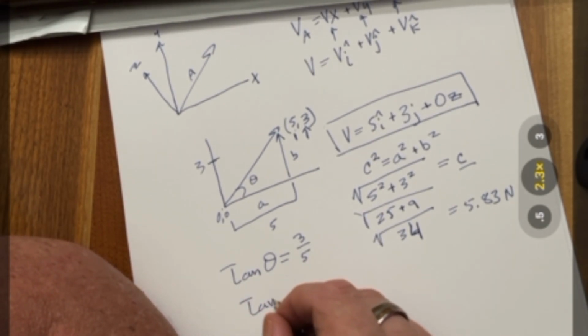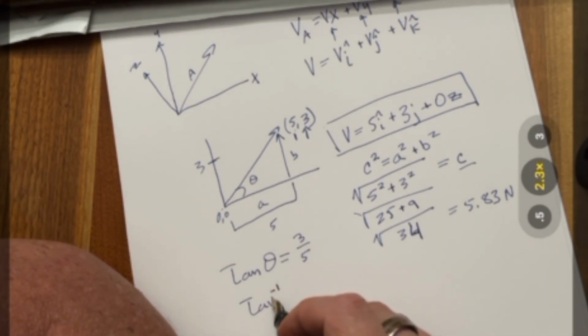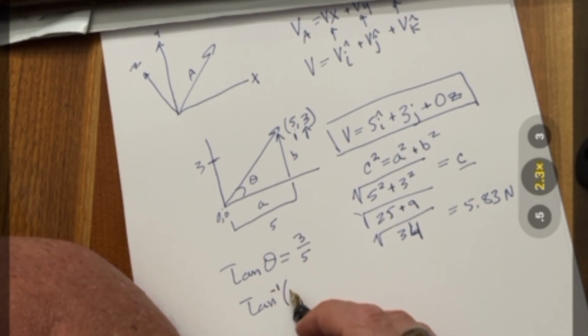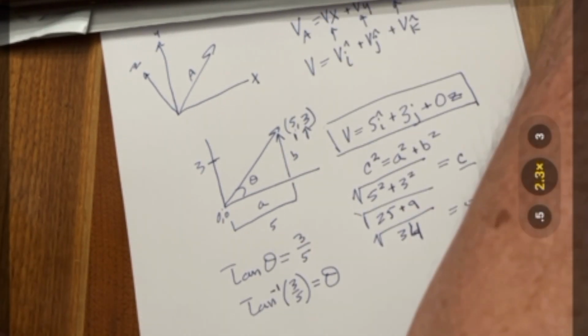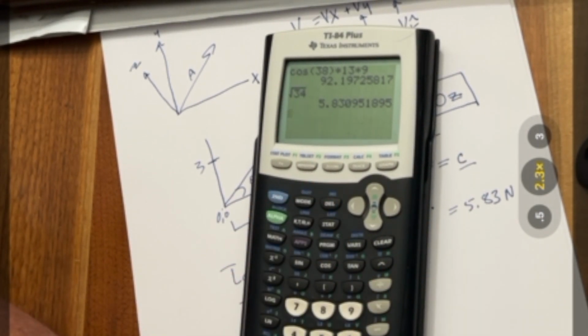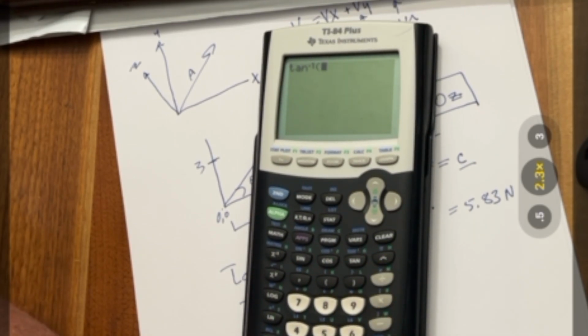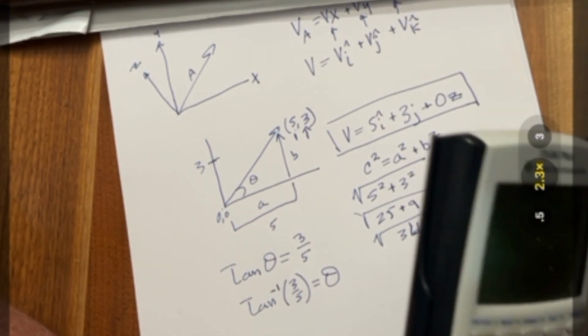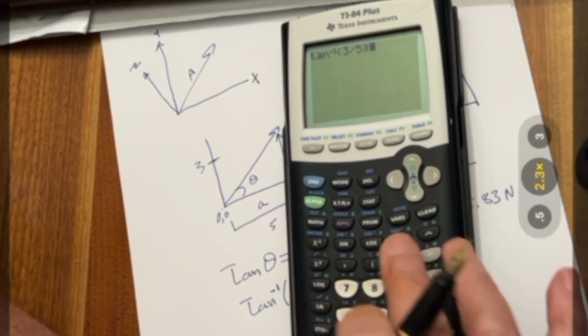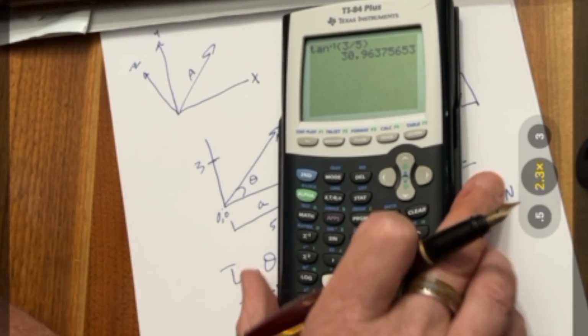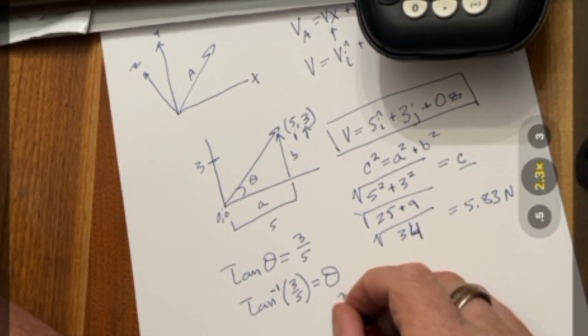So we can use a function called arctangent, which is denoted as tangent -1 of 3 over 5. That will equal angle theta. And if we do that, all we have to do is we hit second and hit tangent, and then we take 3 divided by 5, and our answer is 30.96 degrees.